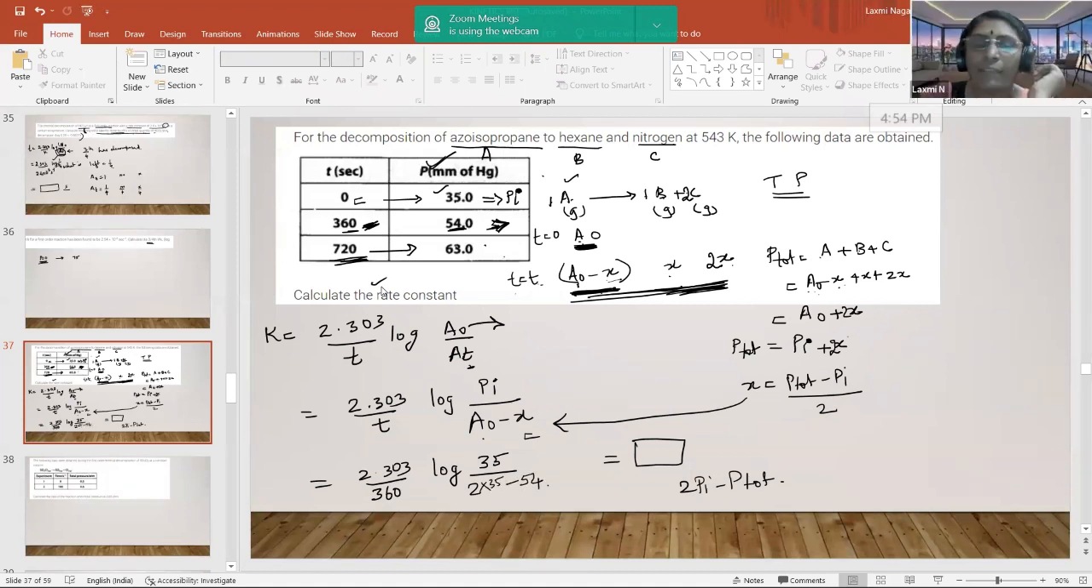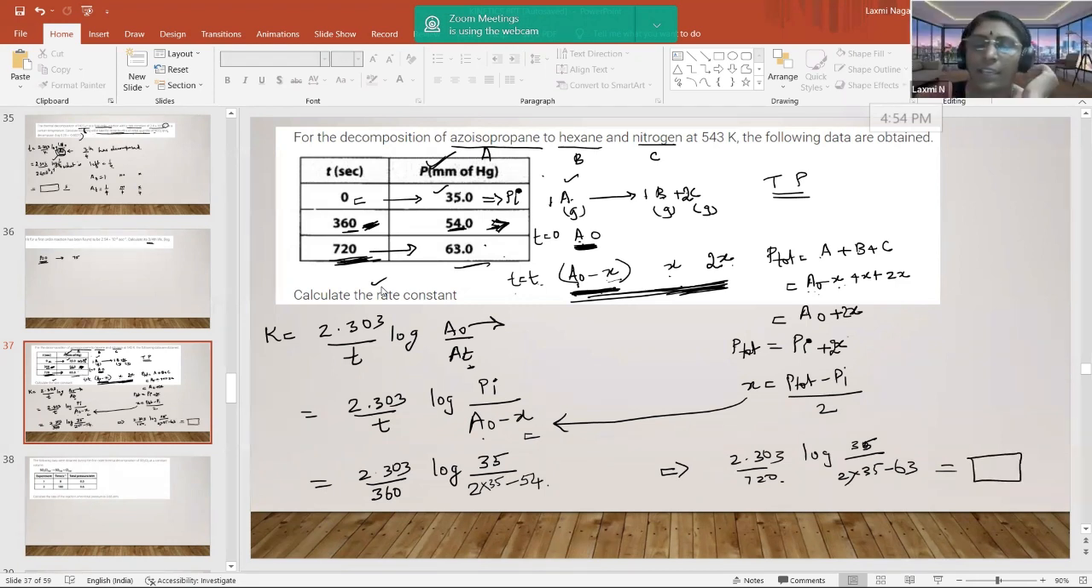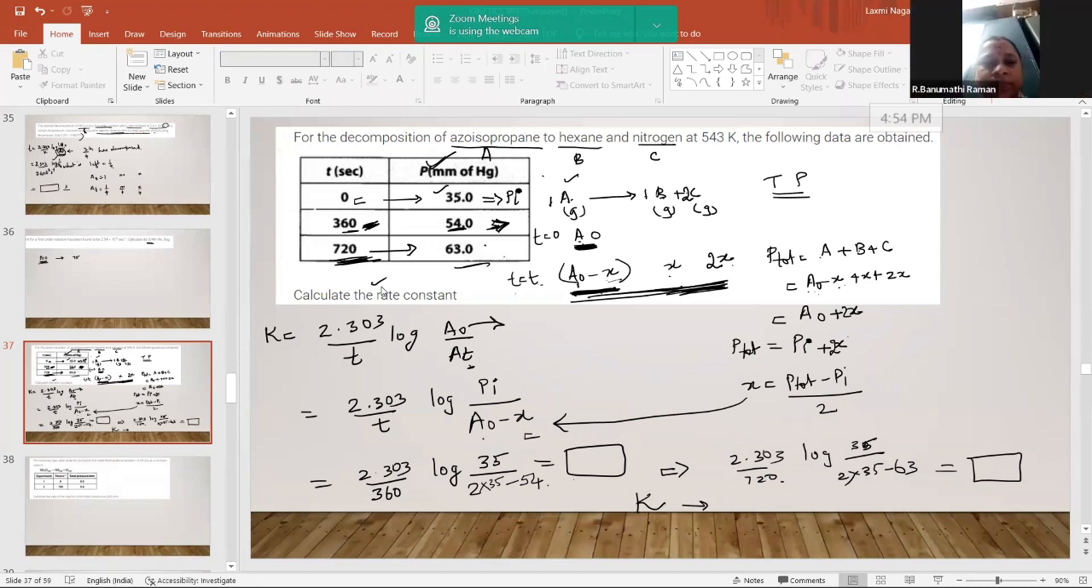54. And when you are doing the same calculation for 720 seconds, the expression will look like 2.303 by 720 log of Pi by 2 times Pi, 35, minus the new P total. What is the new P total? 63. This value of K, if it matches with the earlier value of K, then only you can conclude that it is a first order reaction. At least 2 times has to be done, because at least you prove that K is not changing with change in concentration.